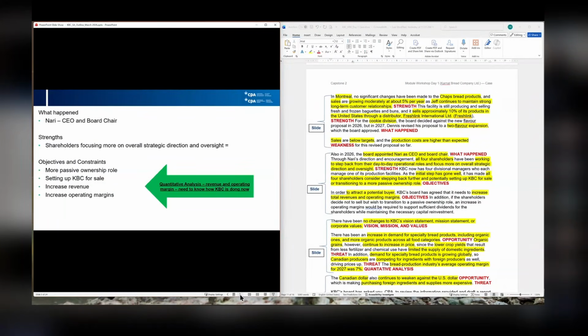So when I see that some of their quantitative focus from the objectives perspective is on increasing revenue and operating margins, when I perform my overall quantitative analysis, a part of my situational analysis, I know that I need to calculate what's the operating margin right now in order to determine if implementing an option would help improve that.